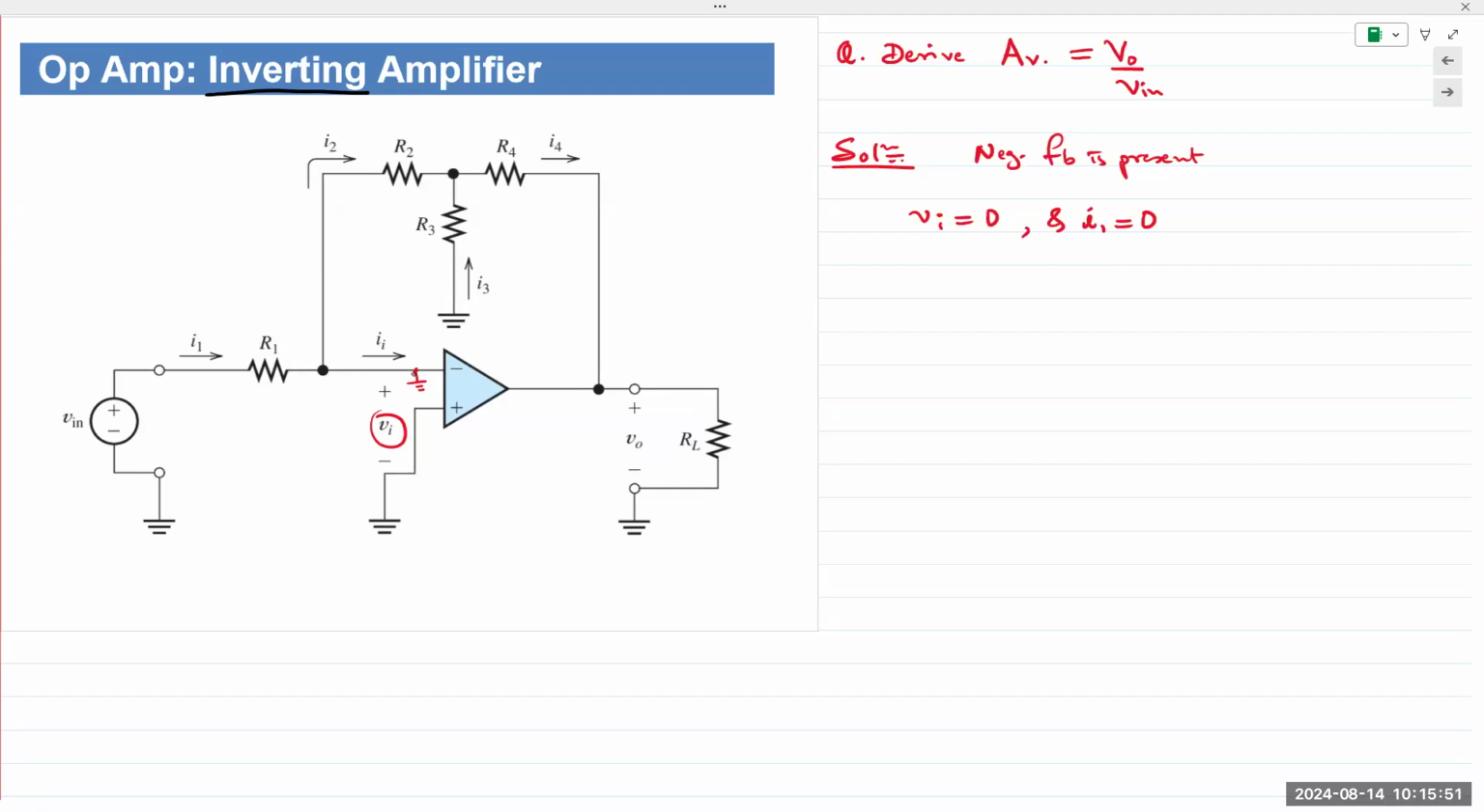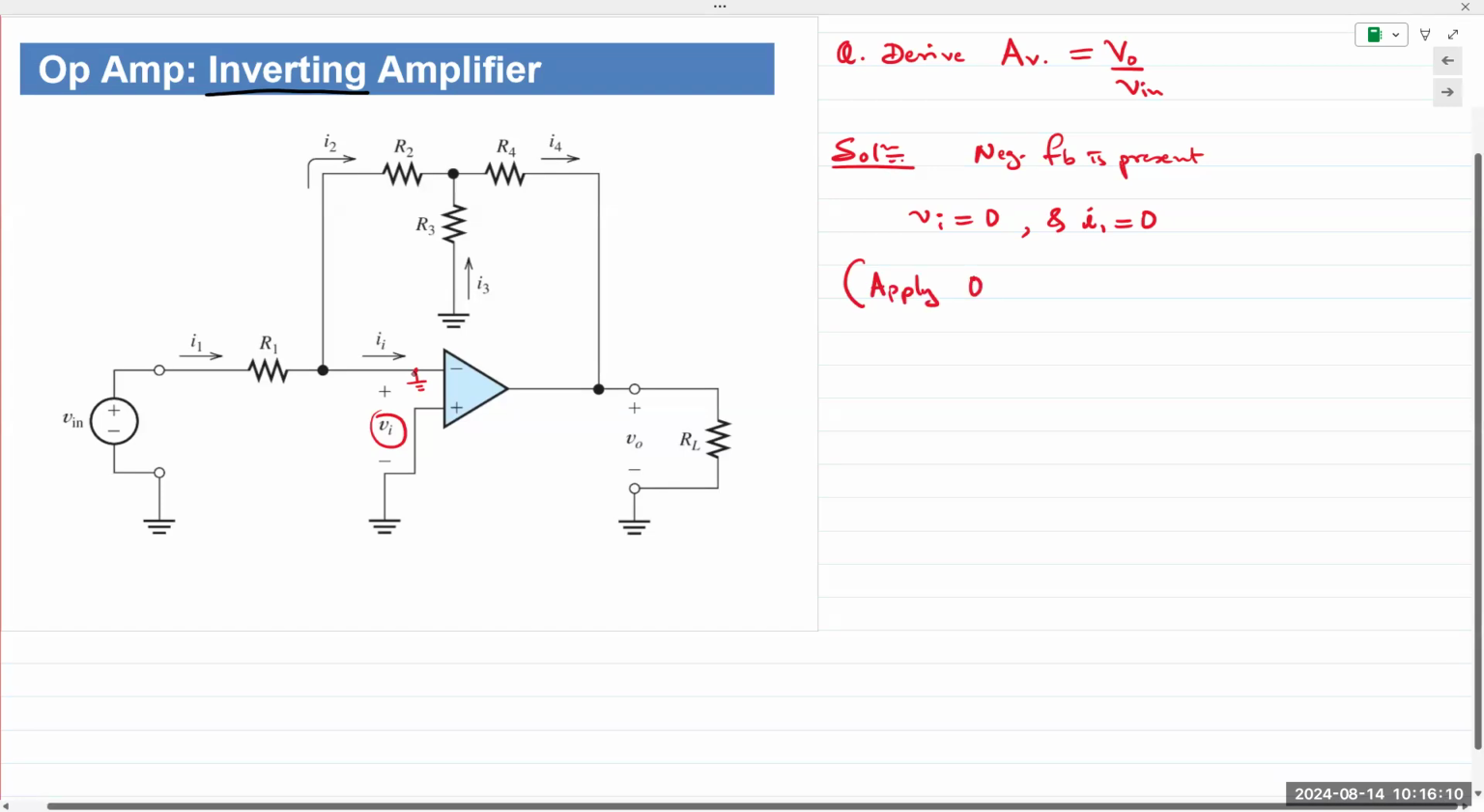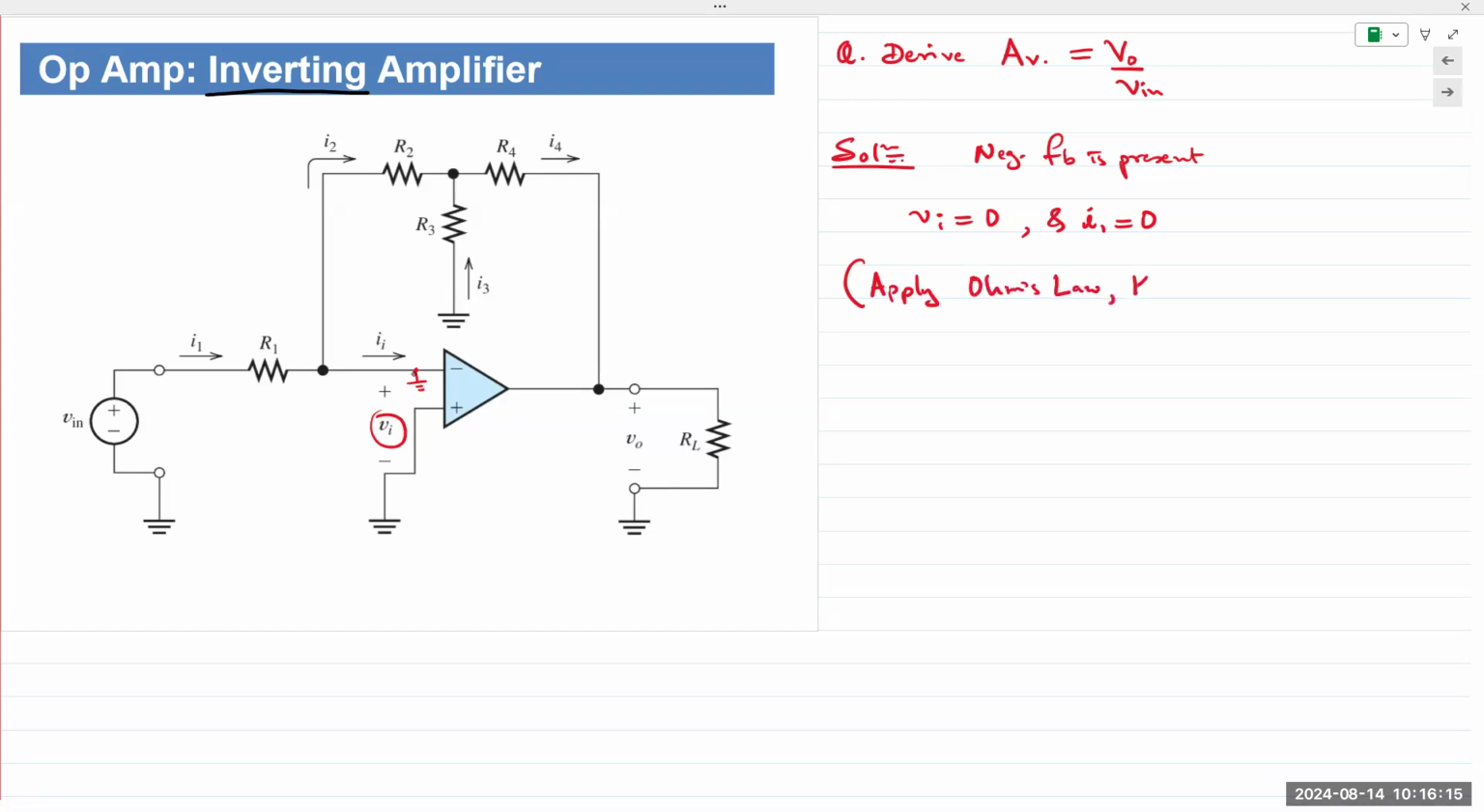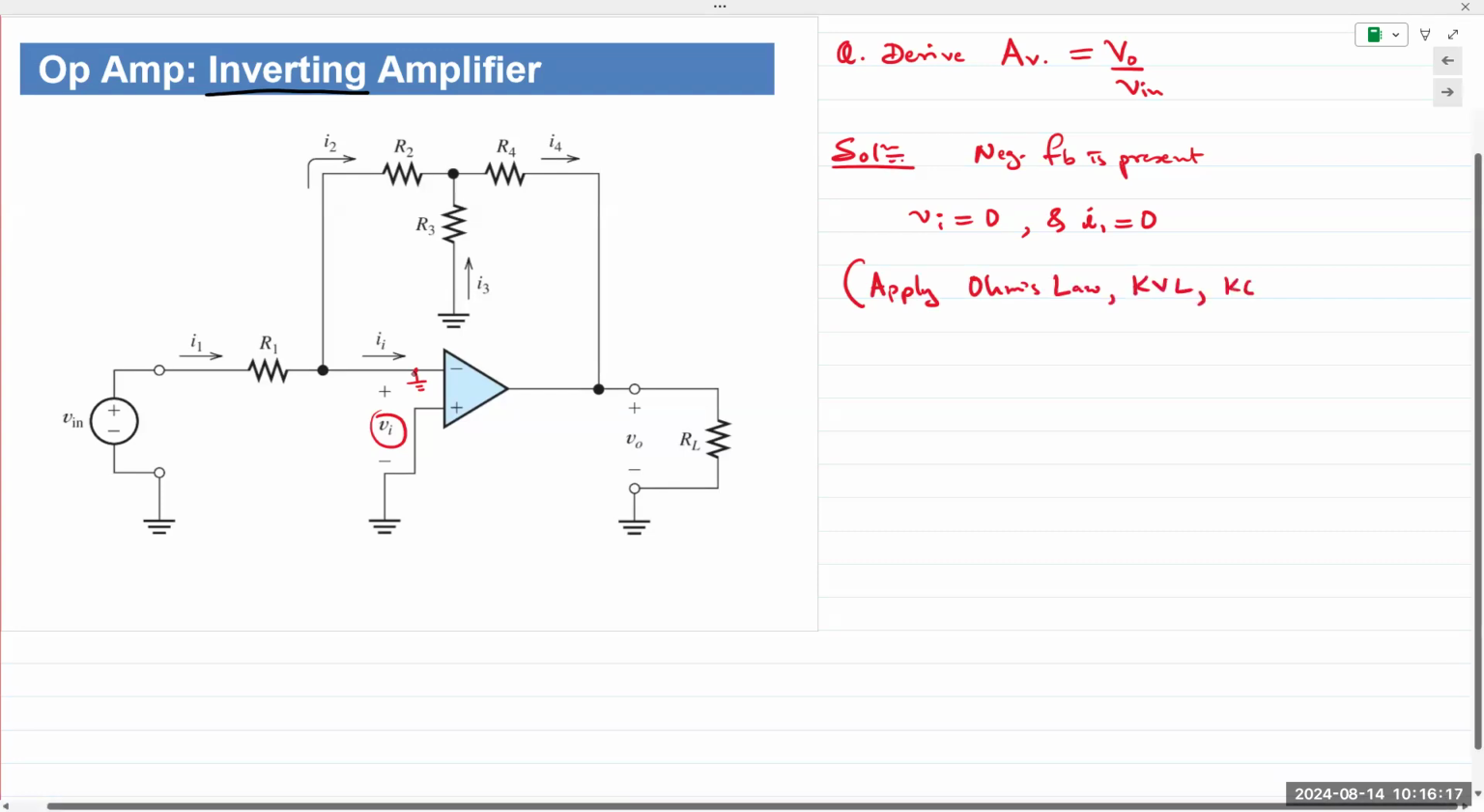Now let's look at the rest of the circuit. Once we establish the op-amp conditions, that negative feedback is present and the input voltage going to the op-amp is 0, after that, we simply apply our standard analysis techniques in any way we want. So Ohm's law, KVL, KCL, as required.